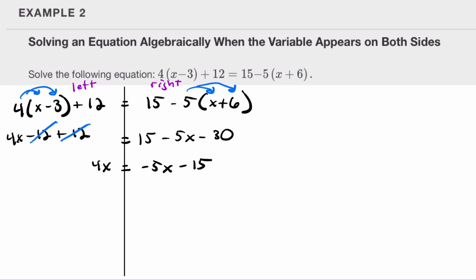And I'm going to move any term that has x to the left. So I'm going to use the inverse operation. The inverse of minus 5 is plus 5. So we're going to add 5x to both sides.